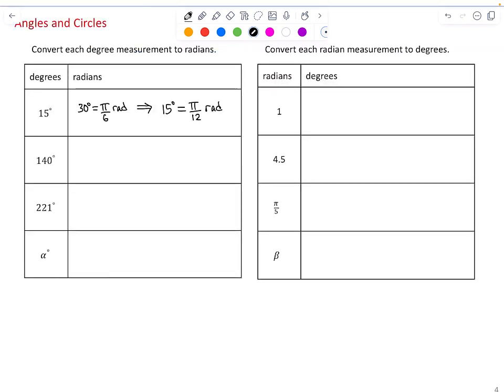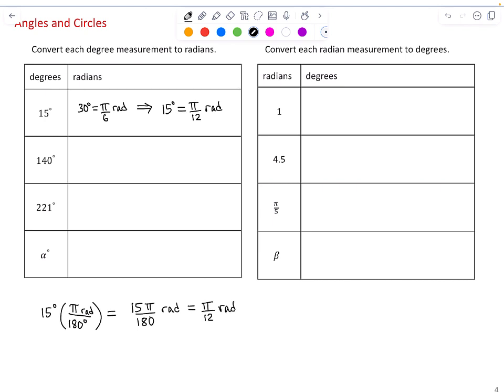And that process is as follows. If we know the number of degrees, and we multiply it by a conversion factor, where we know that pi radians is the same thing as 180 degrees, then the units of degrees will cancel, leaving a unit of radian. So this conversion takes us to 15 times pi over 180 radians. And then 15 divides into 180 12 times. So this fraction simplifies to pi 12ths radians.